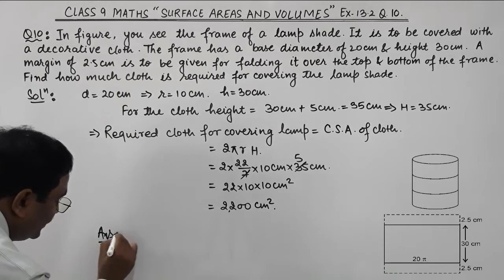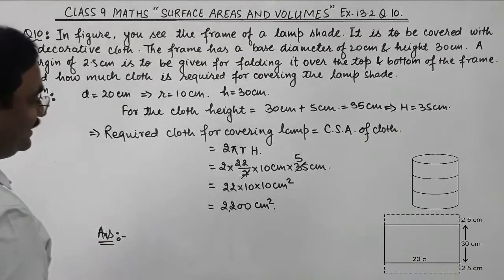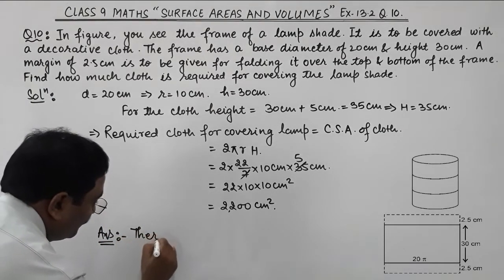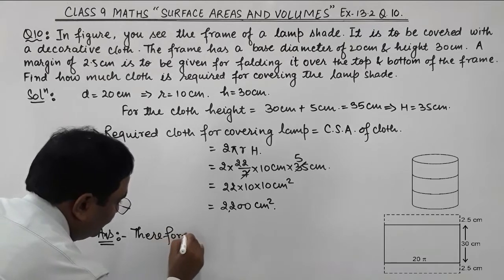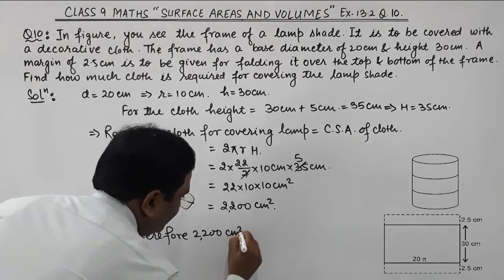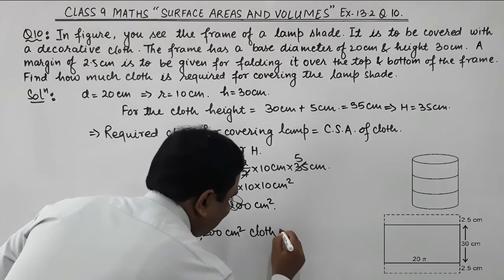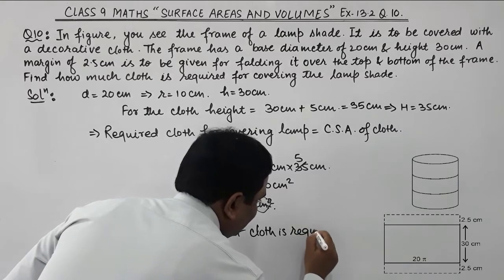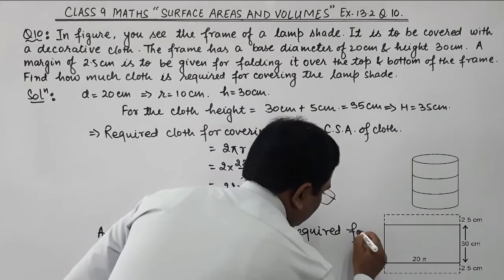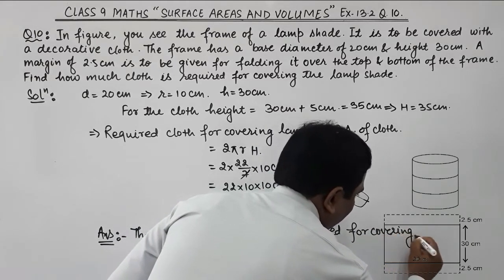So the answer we need to write down: therefore, 2200 centimeter square cloth is required for covering the lampshade.